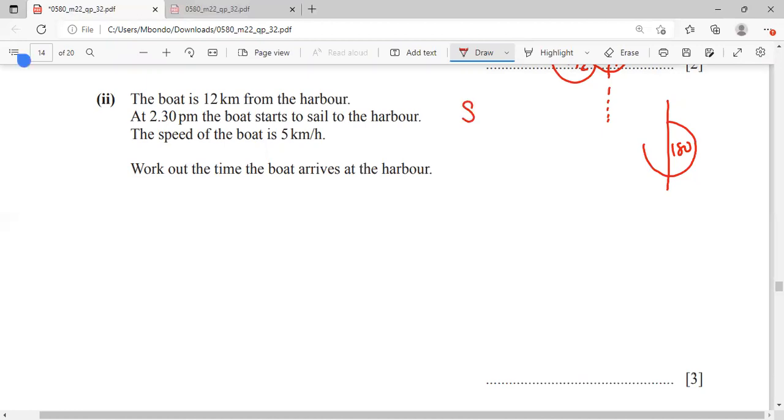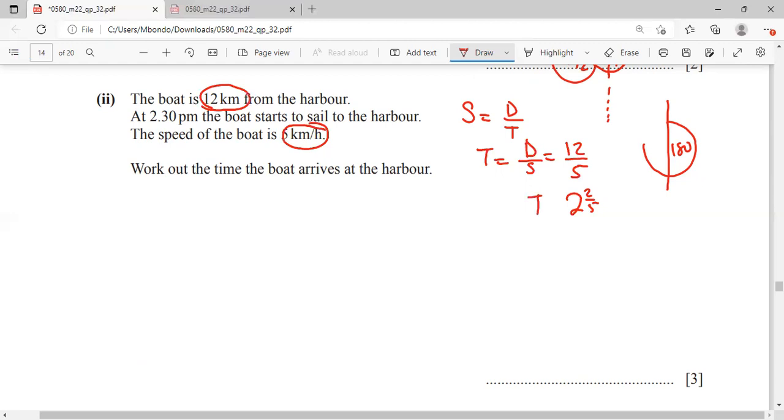First of all, we're going to say speed is equal to distance over time. So in this case, what are we given? We are given the distance and we are given the speed. So we need to find the time. So we're going to say time is equal to distance over speed. Distance is 12, speed is 5. What do we get? This is going to give us 2 over 5. Okay, this is time now, isn't it?